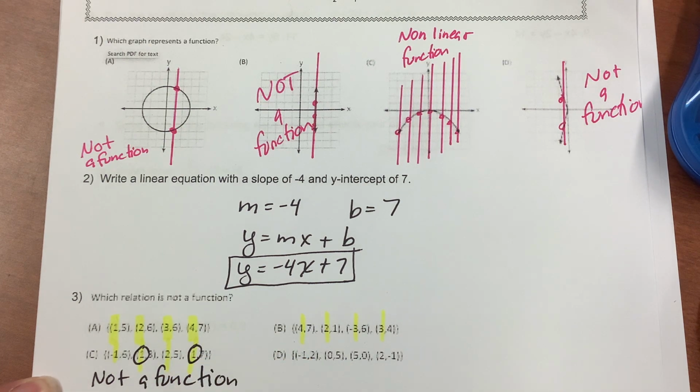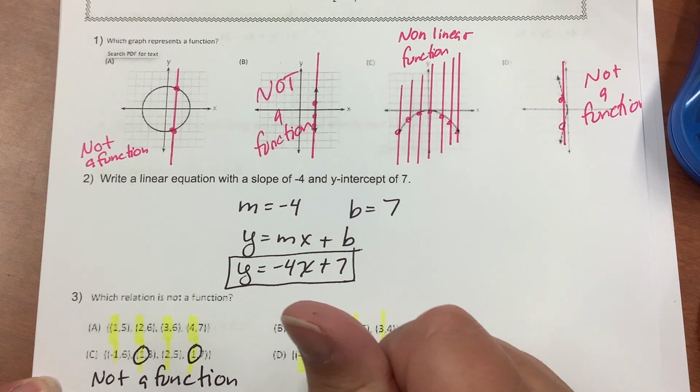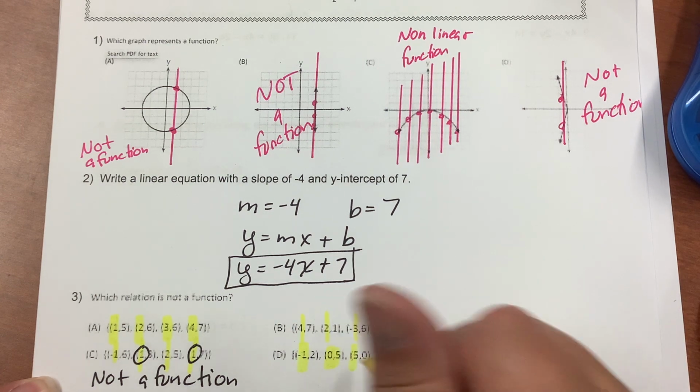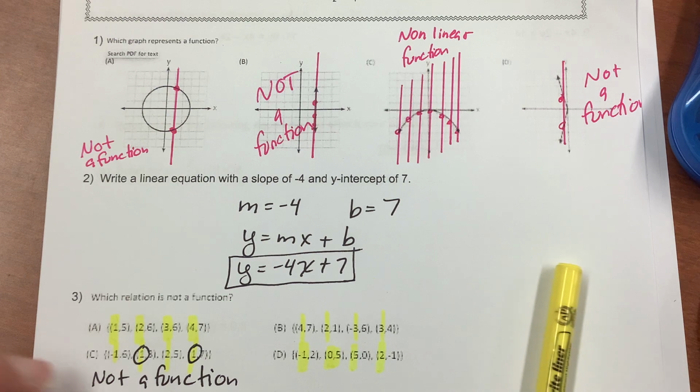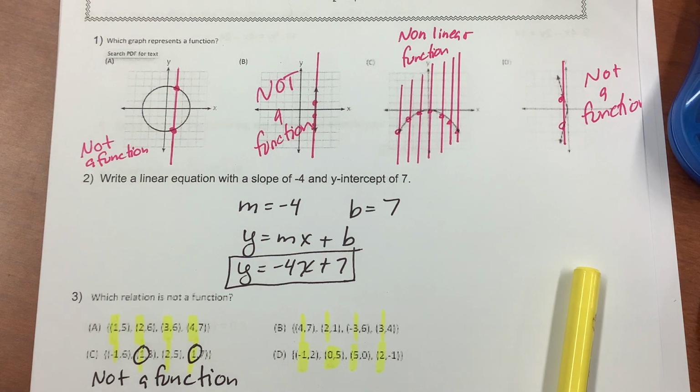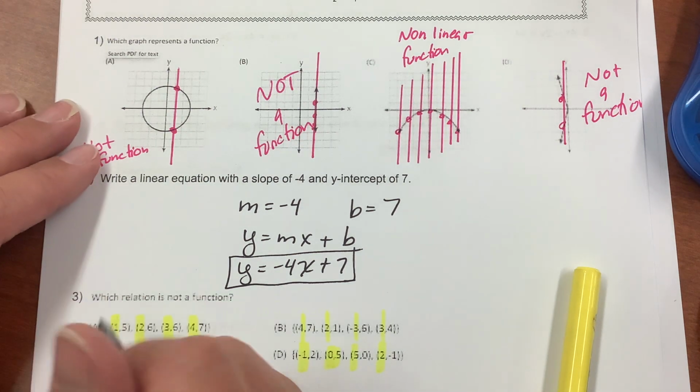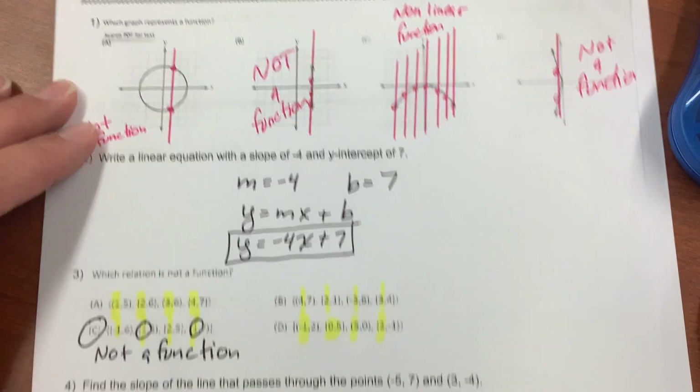How about this last one? What do we got here? -1, 5/10, 5, and 2. So that is a function. So the only one that's not a function is C.